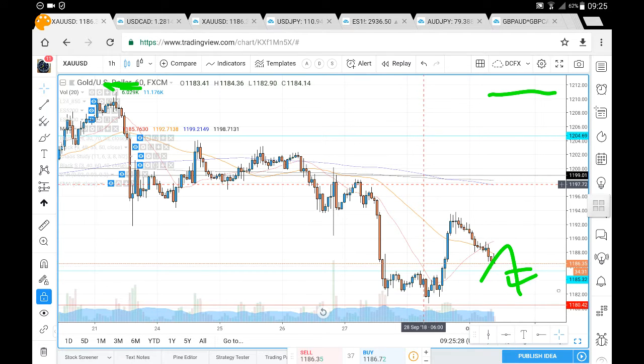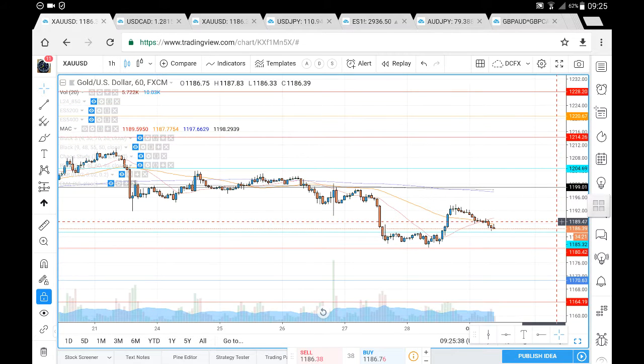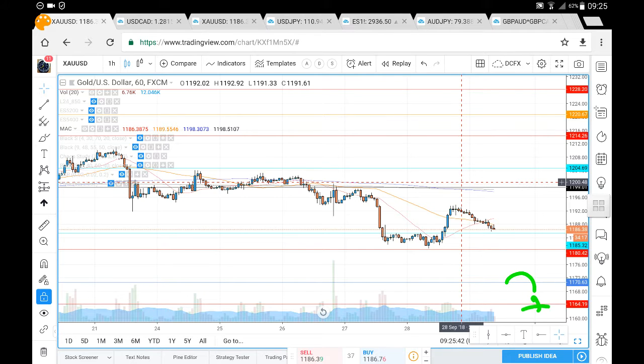And if we do break down from this 1185, looking for a true test of the 1180.42, successful break from which we would then look for prices to head down towards that 1170.63. Beyond that, we're looking for a move down towards the 1164.19 here on the XAUUSD.